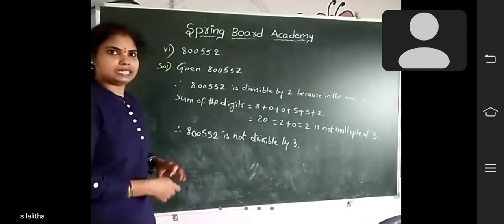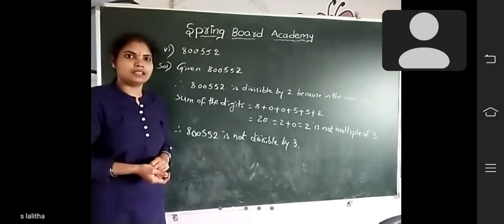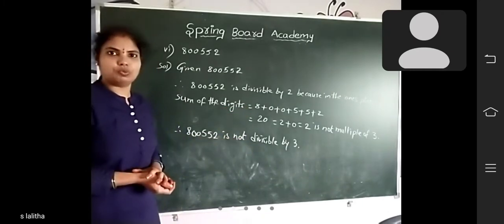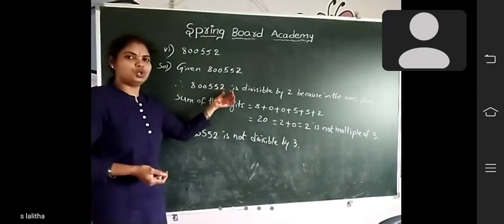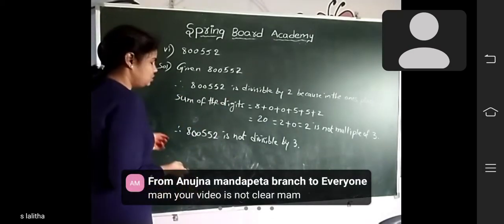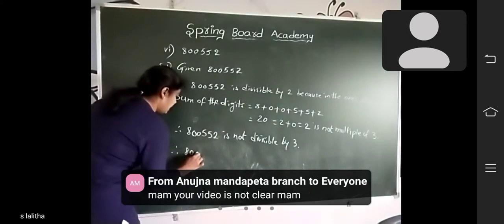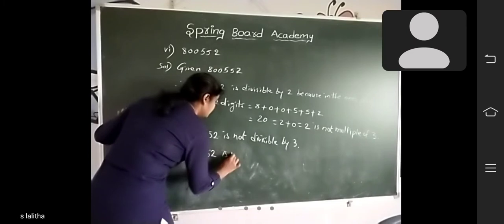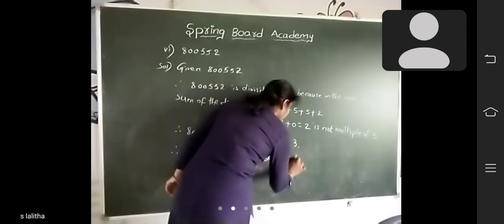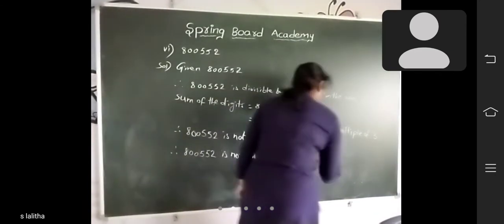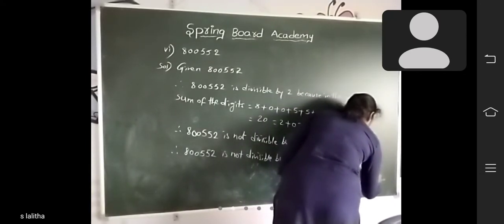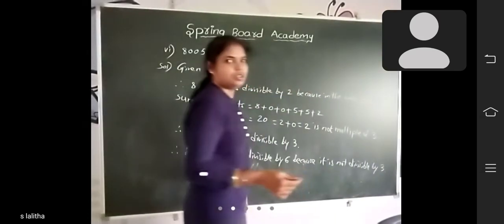Now, is it divisible by 6, children? What is the rule for divisibility by 6? If the number is divisible by both 2 and 3, then that number is divisible by 6. But here it is divisible by 2 only, and it is not divisible by 3. So this number is not divisible by 6. Therefore 800,552 is not divisible by 6 because it is not divisible by 3. Did you understand now?